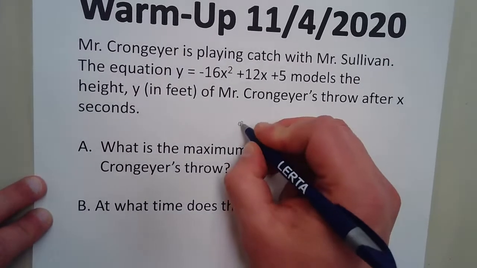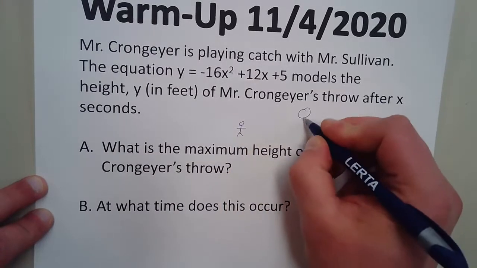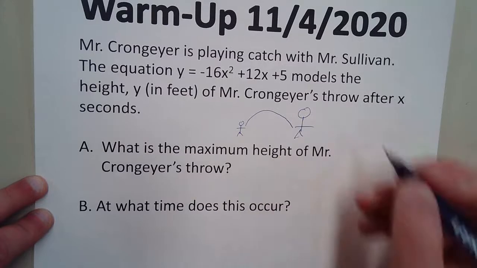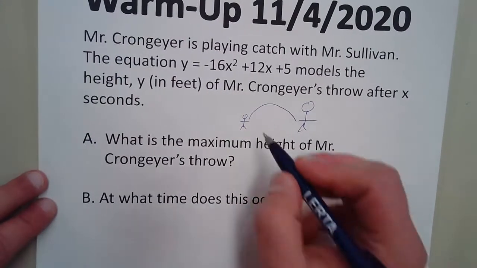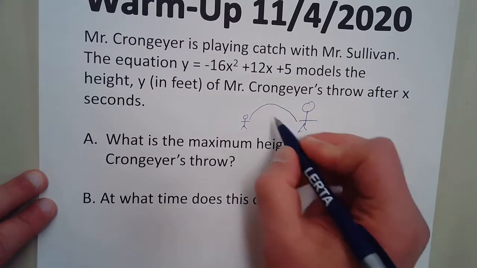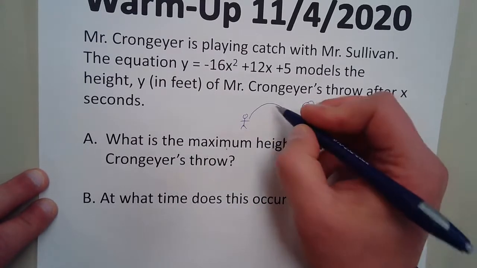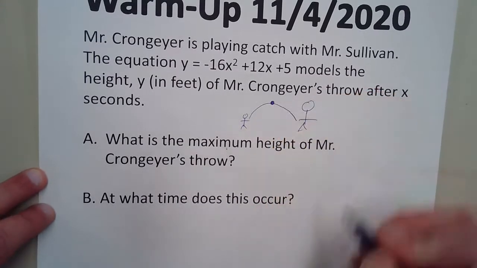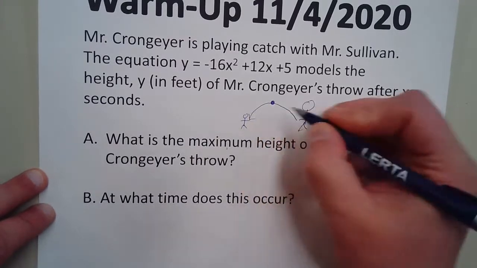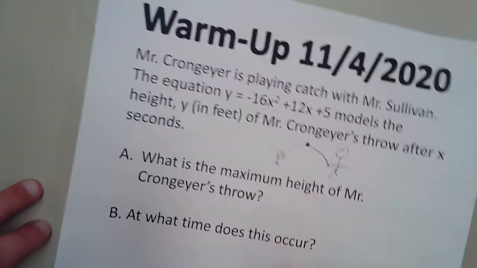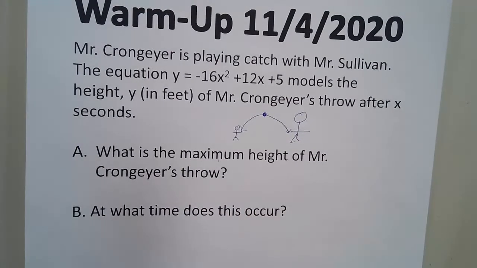All right, so you think about this. You've got Mr. Kronger, you've got Mr. Sullivan, and they're playing catch. So obviously he's throwing the ball up, and it's coming down. The idea here is as time passes, the ball goes up, the ball comes down. And this question is all about the maximum height. So it's all about this point right here, which, if you think about it, this is a parabola, and this point is called your vertex. So really, this question is just asking you, can you figure out the vertex? And the answer to that is absolutely.